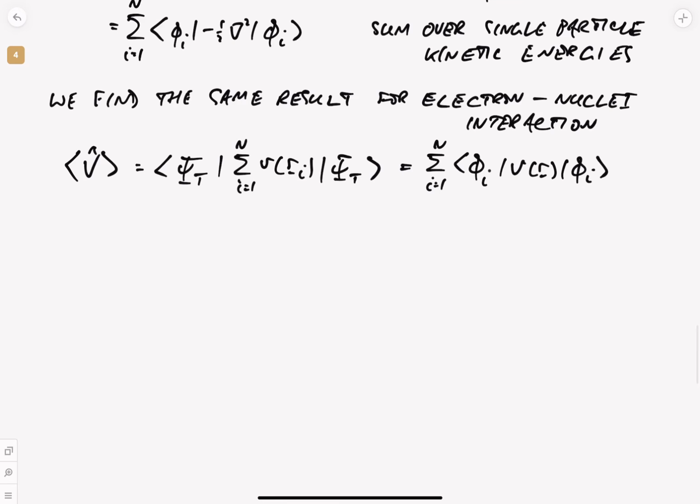The term that is more complicated, because it has two positions in it, is the electron-electron interaction. So this is where we find the complications and the interesting physics going on. And we'll find that there are actually two terms.